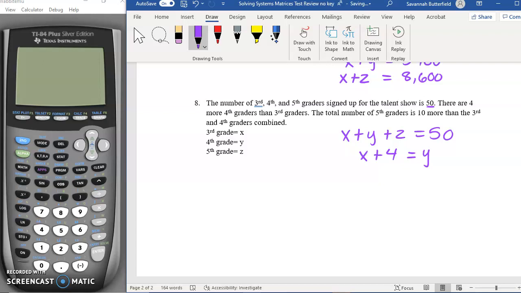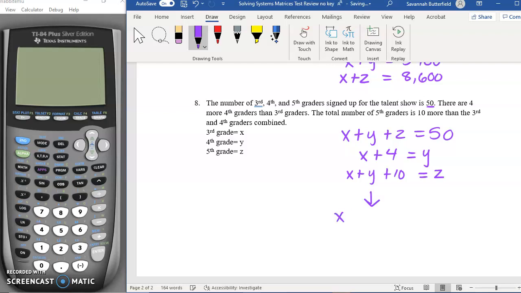And then finally, total number of 5th graders is 10 more than 3rd and 4th grade. So we could say that 3rd plus 4th, so X plus Y, plus 10 more kiddos, that would be equal to our 5th grade class. Now this is 3 equations. We technically have a system of equations, but if we wanted to solve this, these equations are not in standard form. So let's go ahead and write our final answer in standard form.